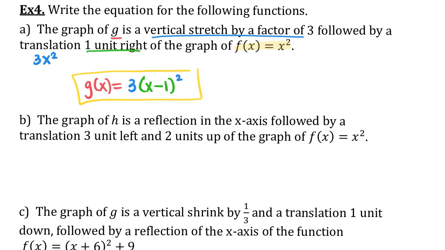There's my function. Okay, the graph of h is a reflection in the x-axis followed by a translation 3 units left and 2 units up of the graph of f of x equals x squared. So I'm going to start with f of x equals x squared. I'm going to go in order. Okay, reflection in the x-axis, negative x squared. Okay, now what? 3 units left, x plus 3 squared, and 2 units up, plus 2. Did I get it all? What are we calling this thing? h of x? There we go.